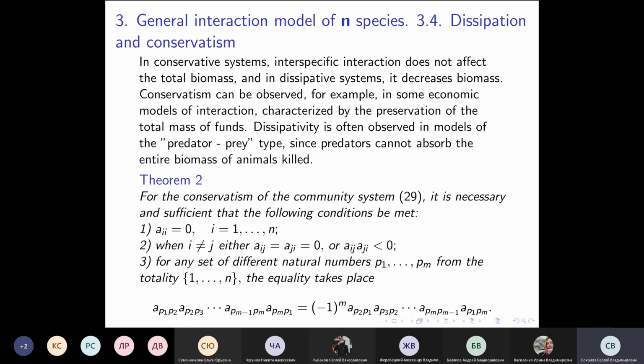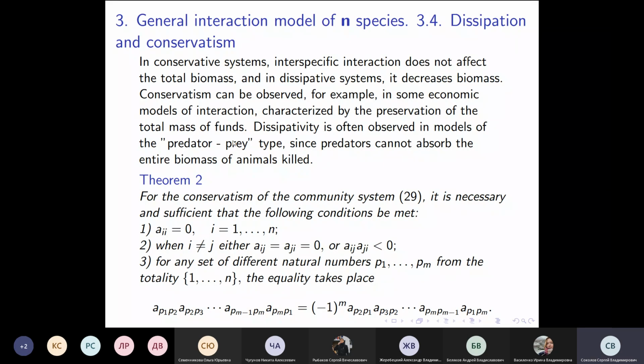So the conservatism for some economic models, it's okay. So there is the preservation of the total mass of funds in economics. So the conservatism can happen in real life.